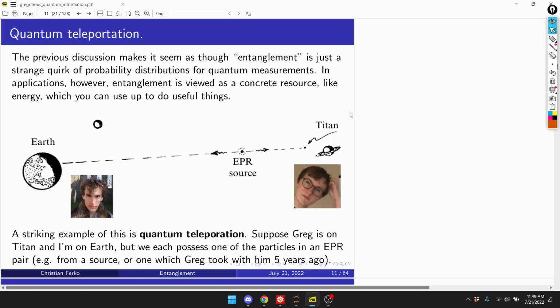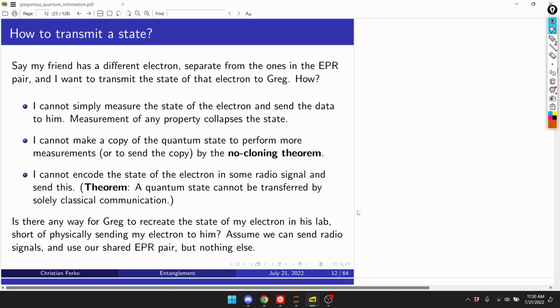But just suppose that we've done that. Now I'll show you something interesting we can do if we're in this situation. This is called quantum teleportation. So what is the problem that quantum teleportation lets us solve?